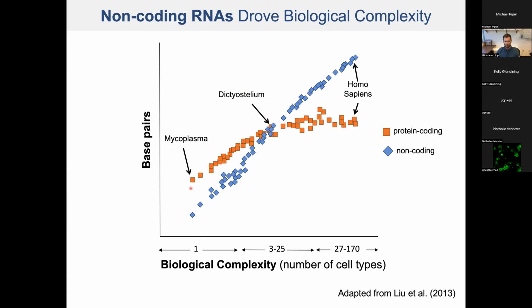So if for the same organisms, you now plot the number of non-coding genes, what you see is a beautiful linear relationship. And what this suggests is that evolution did not need to add more building blocks, but instead to add mechanisms that control gene dosage in space and time.